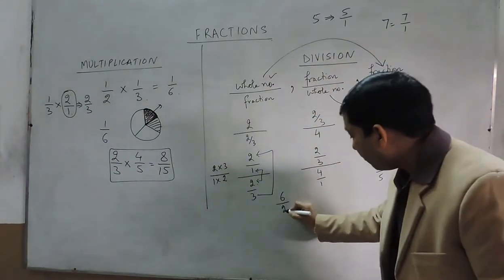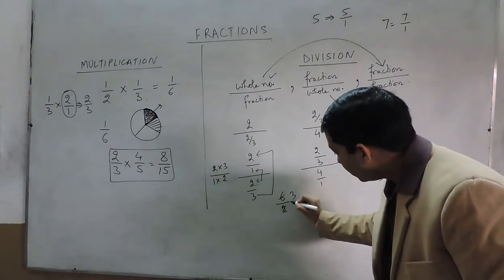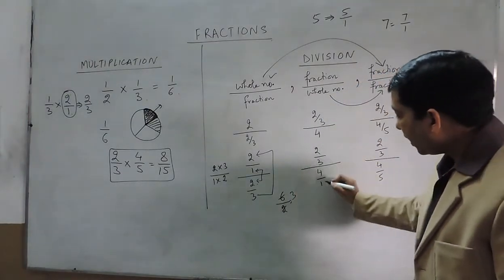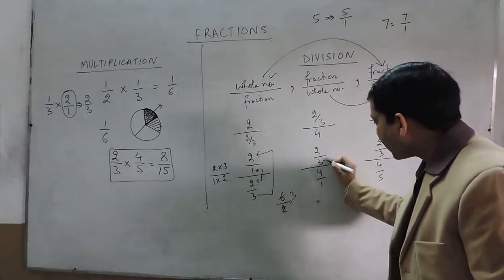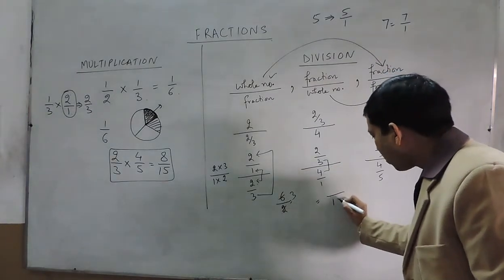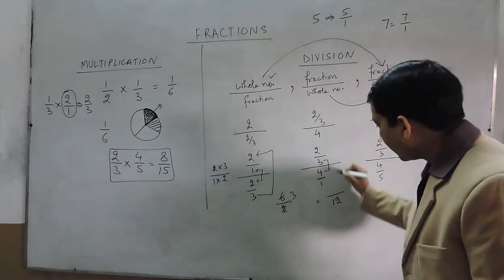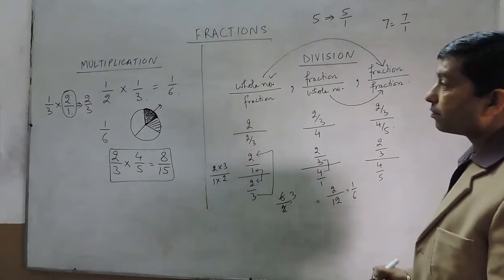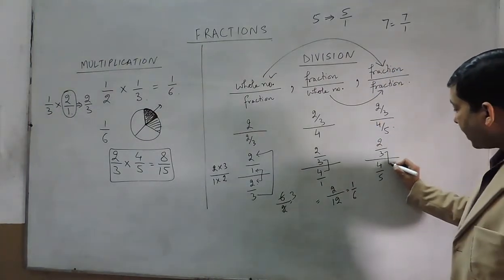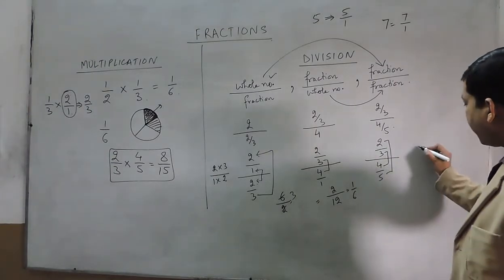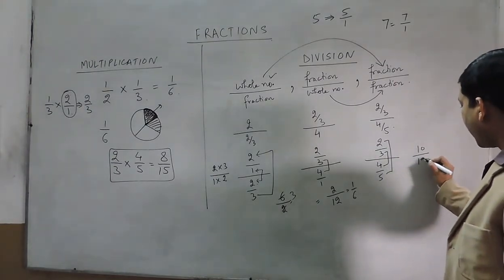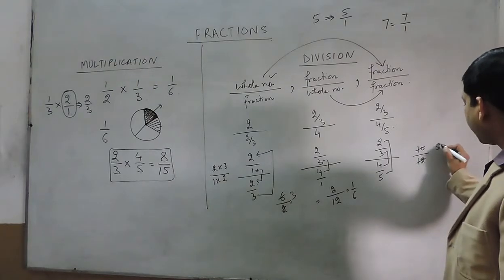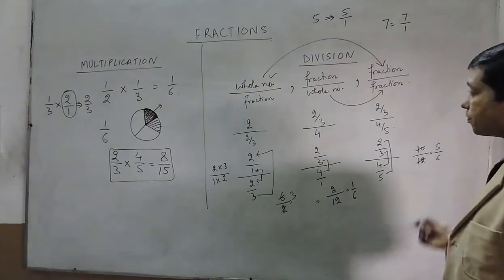Here we can also solve it like this: if we cancel the 2, here again this has to be multiplied by this and it comes out to the denominator, and 2 has to be multiplied by 1. So it is 2 upon 12 or 1 upon 6. Here also if we multiply these two and these two, it comes out to be 10 upon 12, which can further be written as 5 upon 6.